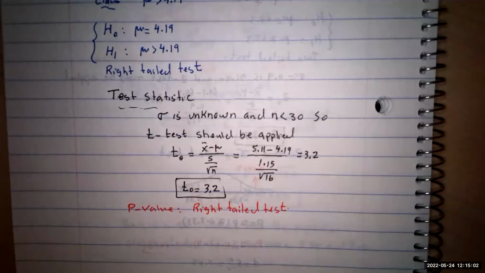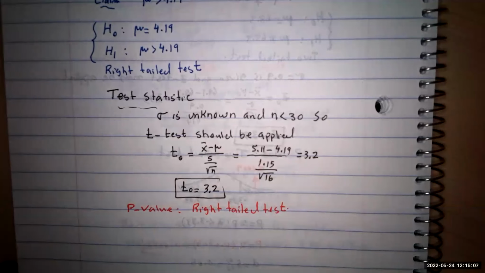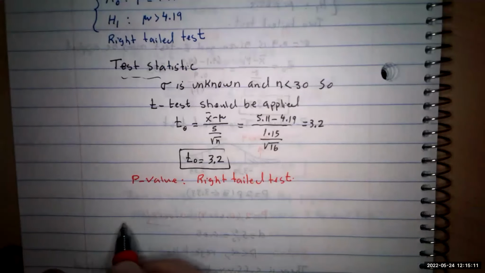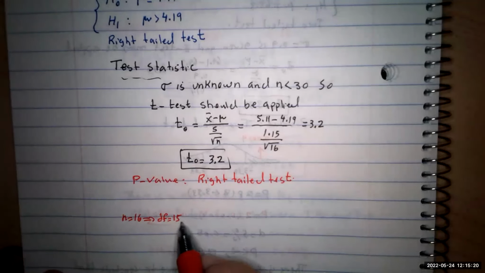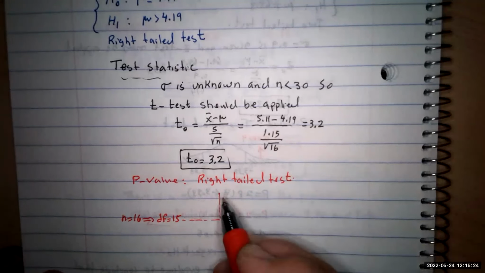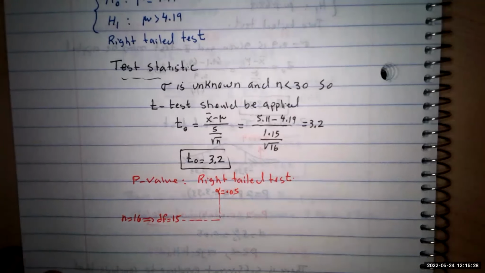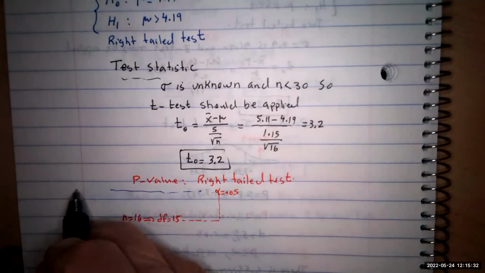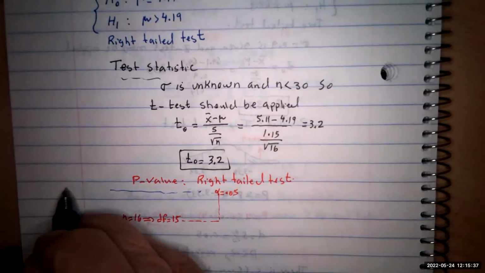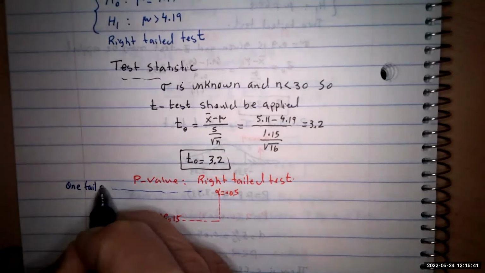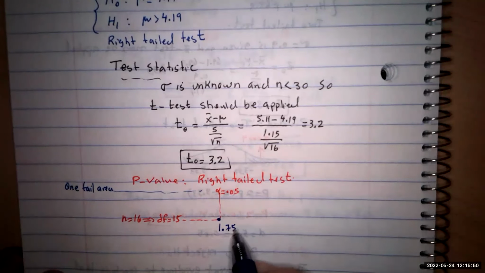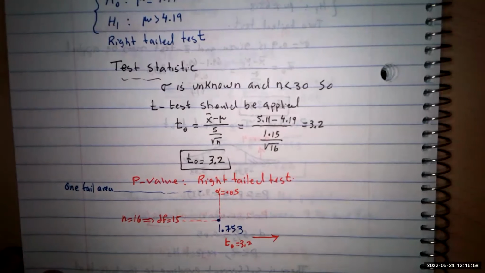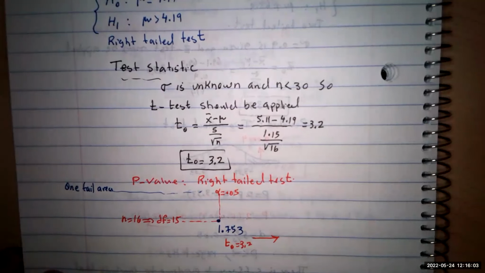Okay, so I'm going to explain it again over here. This is what we did. We start with N, which is 16. You get the DF, which is equal to 15. You go on, and your alpha is here, 5%, 0.05. But remember, you are in a one tail area. If it's right or left, it's a one tail. If it's not equal to, it's a two tail. Then you read this number, and that happened to be 1.753. And your T0 is 3.2, so it would pass this number. If it's going to be less than, you go to the left. It's a number line. So this means your P number is here.